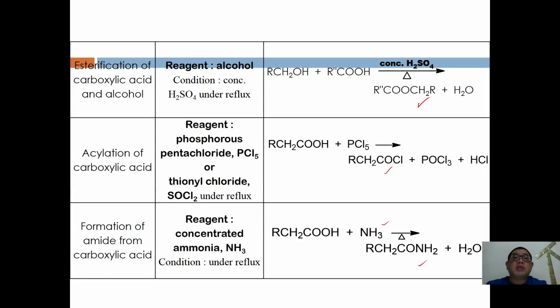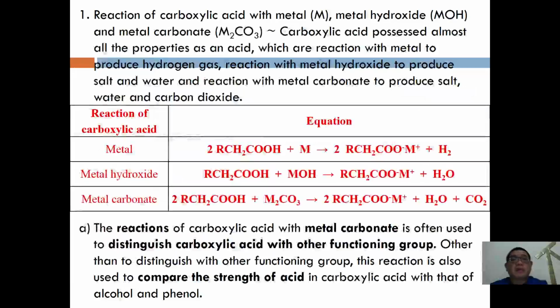So without hesitation, let's have a look one by one at all the reactions that I've prepared for you. First, the reaction of carboxylic acid with metal hydroxide and metal carbonate. Since carboxylic acid possesses all the usual acid properties, which are reaction with metal to produce hydrogen, reaction with metal hydroxide to produce salt and water, and reaction with metal carbonate to produce salt and water and carbon dioxide. So these are the summarized equations inside the tables that I highlighted for you in order for you to know how to balance it.